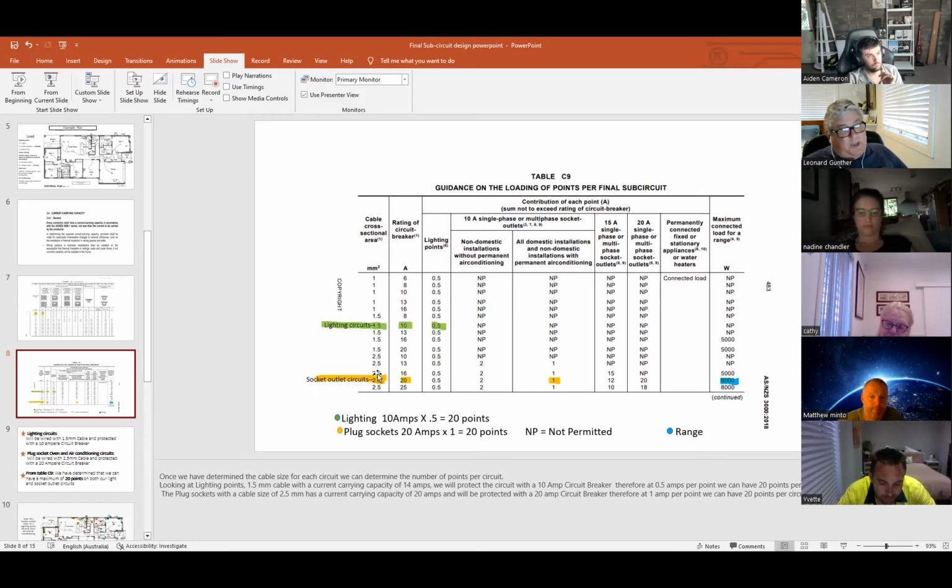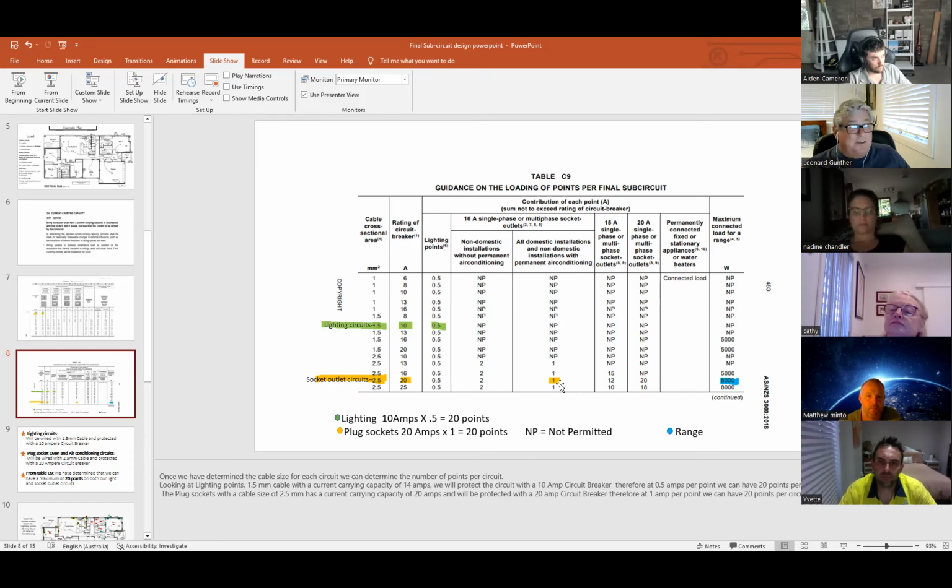So when it says socket outlets, we're using 2.5 millimeter square cable and a 20 amp circuit breaker. That's telling us, if we look across here, with permanent air conditioning, we can allocate 1 amp for each little triangle, so for each socket outlet. Therefore, we can have a total of 20 points on a power circuit. So everyone's good with that? Yep. So we all understand that? Any questions? It's pretty straightforward. It's not rocket science.